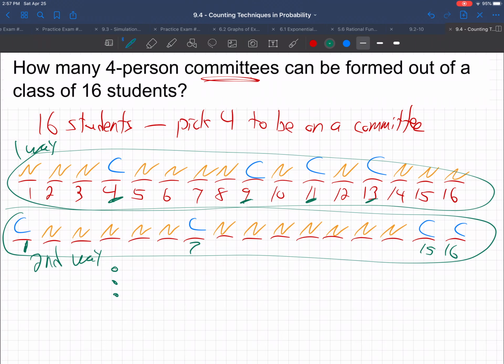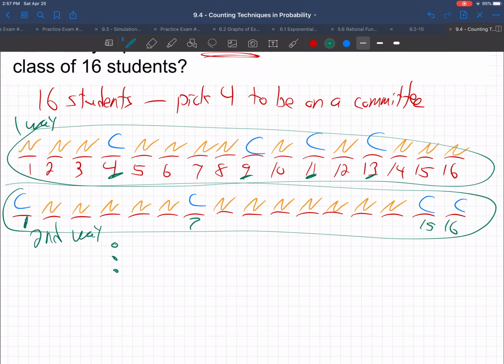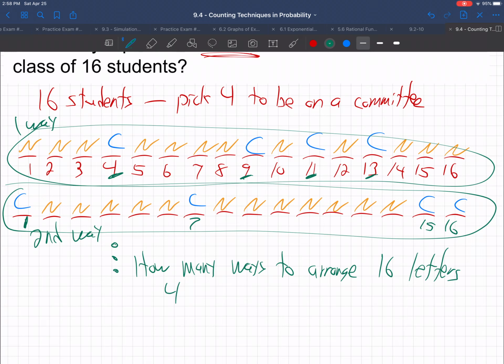Well, basically, it's asking how many ways are there to arrange these 16 letters where we have 4 C's and what's that going to be? 12 N's. 4 C's and 12 N's.